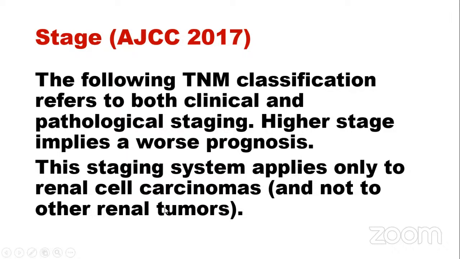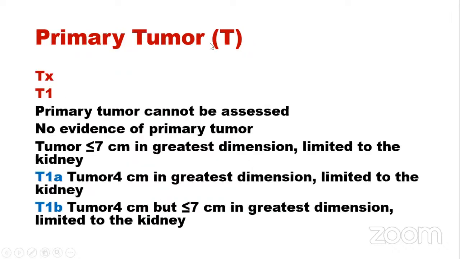to other renal tumors. For the primary tumor, we have TX and T1. TX means the primary tumor cannot be assessed or there is no evidence of a primary tumor. T1 is a tumor less than or equal to 7 centimeters in greatest dimension, limited to the kidney. The tumor must be limited to the kidney.